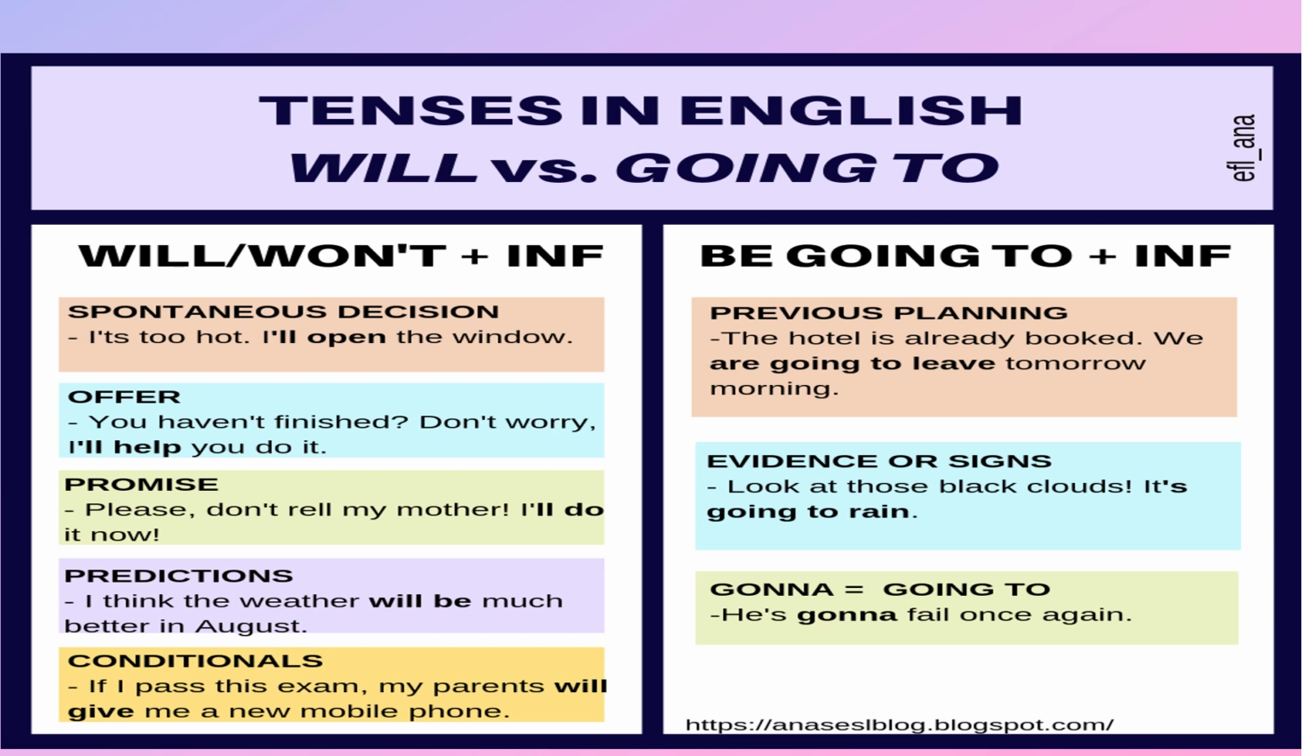So going to. So the next time you will use it is when there's evidence or signs of something. So look at those black clouds, that's the sign, and then it's going to rain. Going to, sign or evidence, okay? And then whenever you want to use going to or gonna, you're going to use be going to or going to.